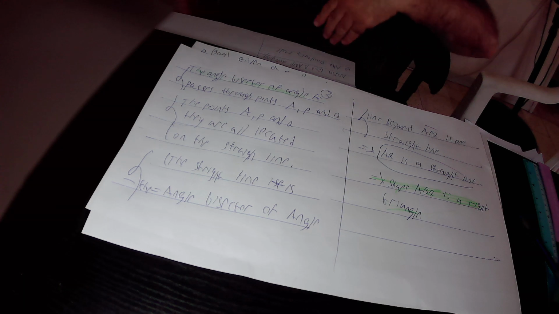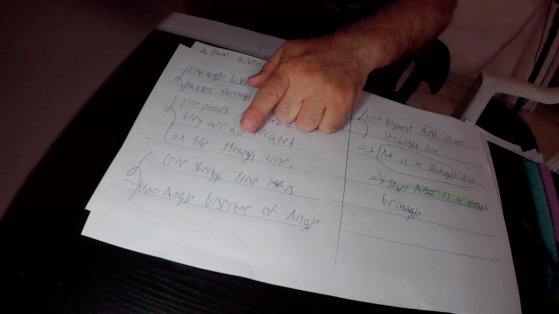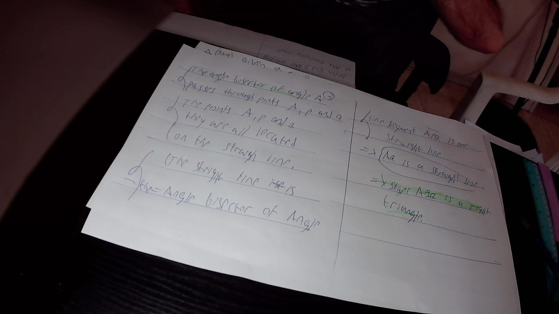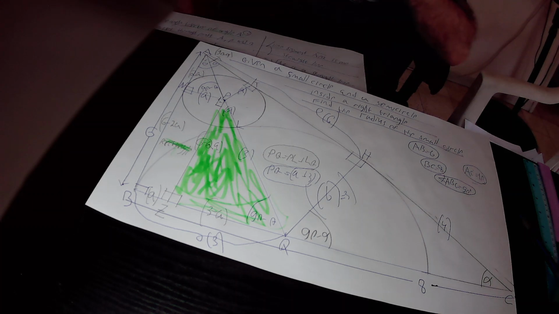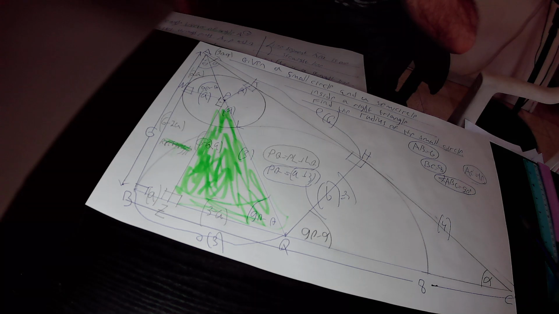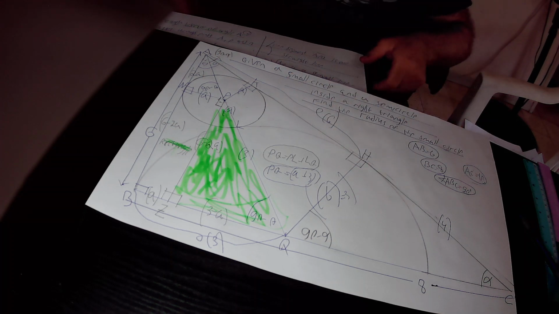What is the straight line that they are located on? It is the straight line that is the angle bisector of angle A, because the angle bisector of angle A is a straight line. Or we can say that all three points A, P, and Q are located on the same straight line, the angle bisector of angle A. Or we can also say that line segment APQ is one straight line.